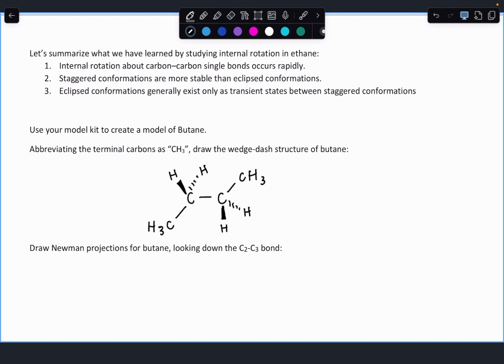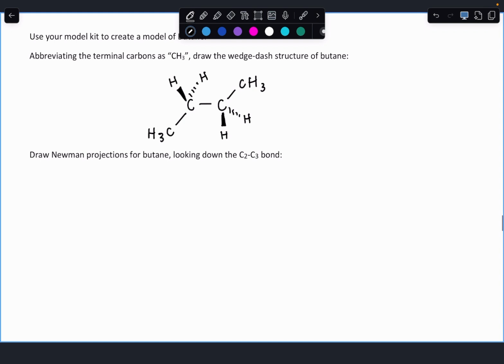So let's draw a Newman projection, and then we'll rotate based on the first Newman projection to get the other possibilities with different energies. So again, let's draw that purple eye, looking down the carbon 2 to 3 bond.